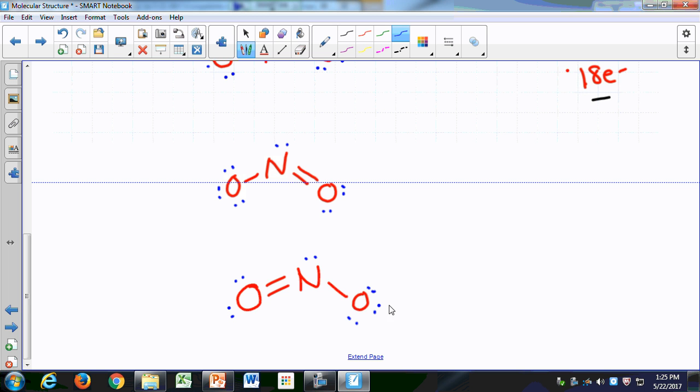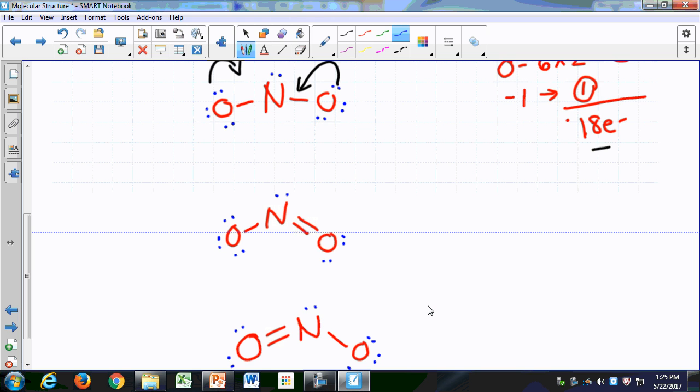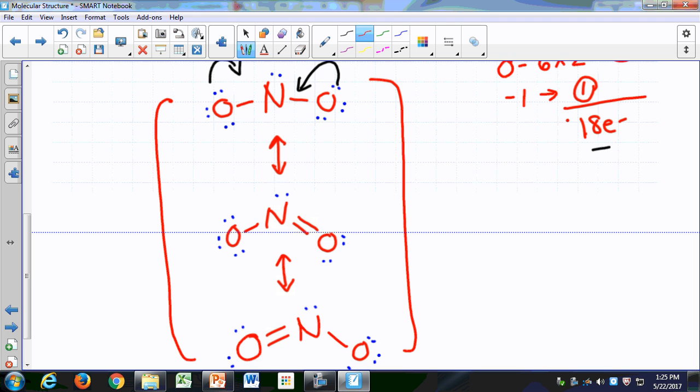Okay, so these are what you would call resonance structures of NO2 minus. Because these are 3 different ways, we can draw double arrows between them to indicate that these are resonance structures, and then enclose all of them in brackets because this structure is supposed to have a -1 charge.